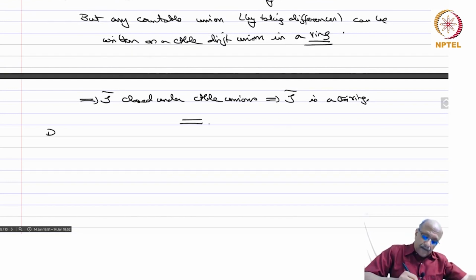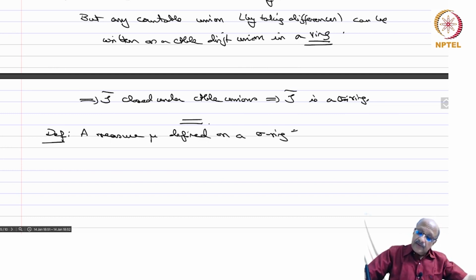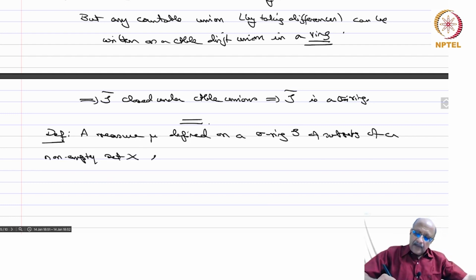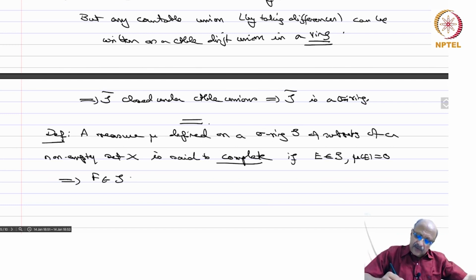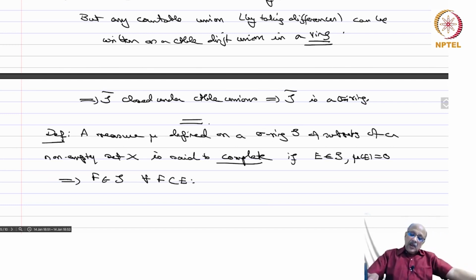Okay, so definition: a measure mu defined on a sigma ring S of subsets of a non-empty set is said to be complete if E in S, mu E equal to 0 implies F belongs to S for every F contained in E. So a measure is complete if you have a set of measure 0, then all subsets of that set belong to the sigma ring. Okay, so then it's called a complete measure.